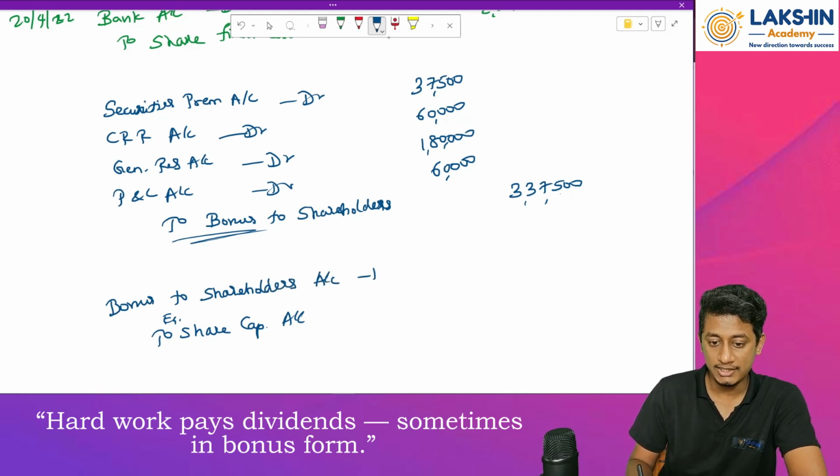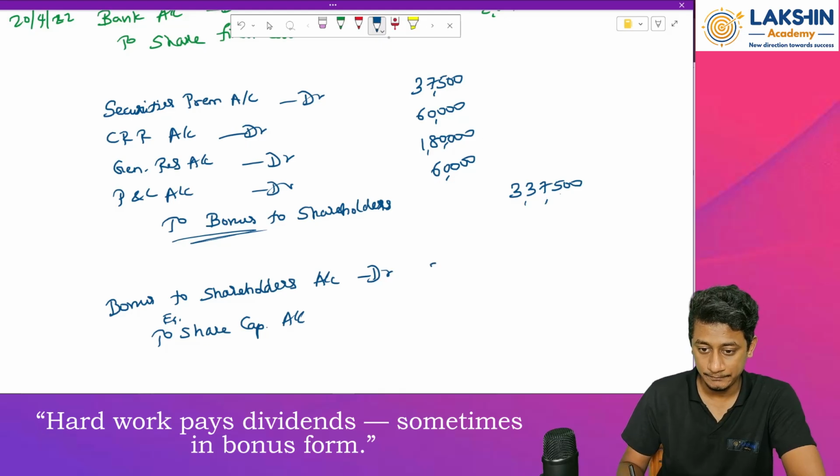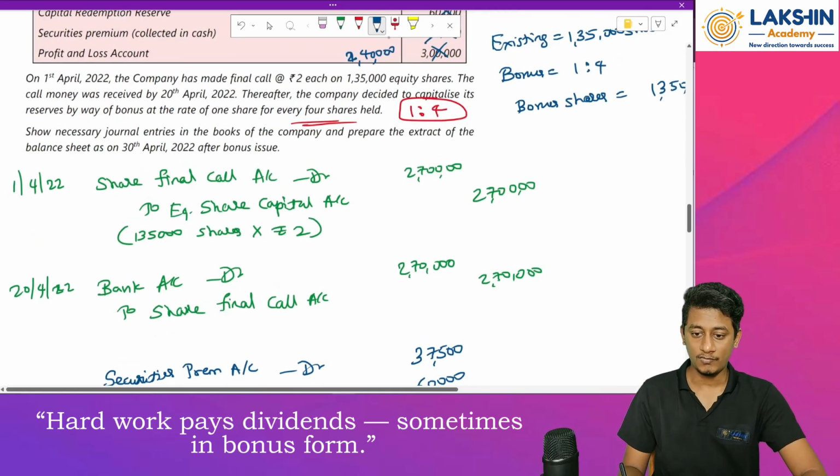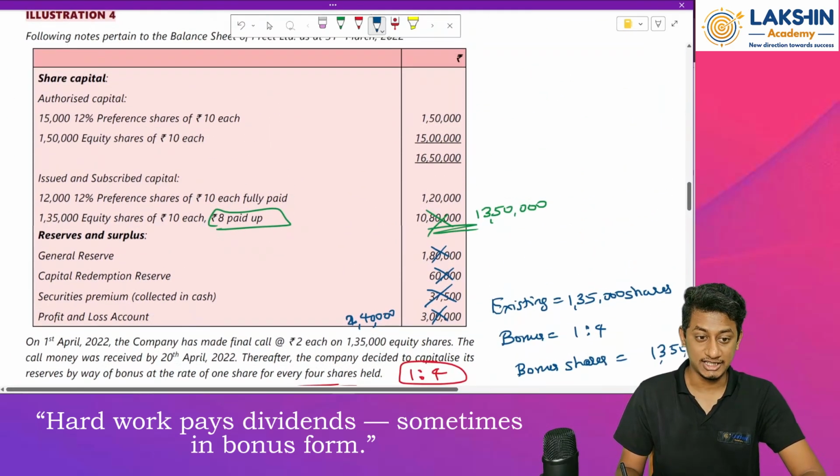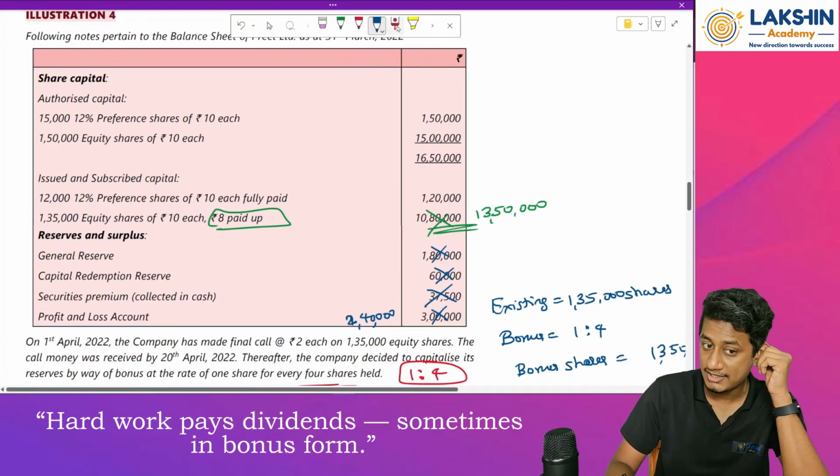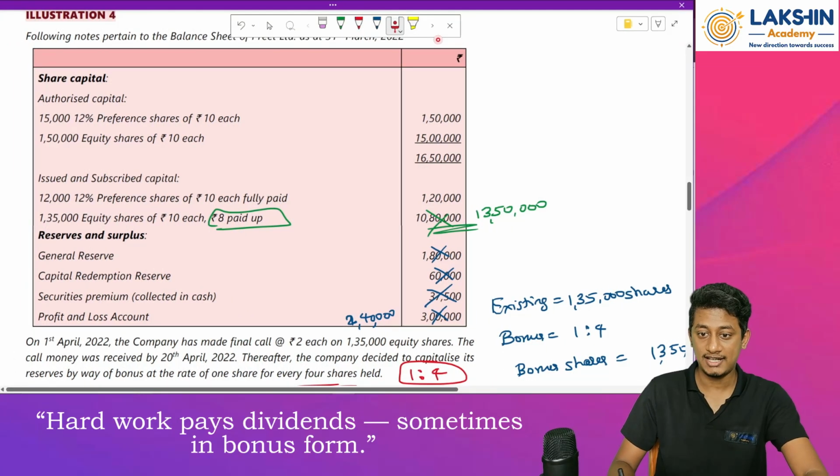See, please don't buy at the entries. Please understand the logic clearly, or else in examinations you will simply get confused. So we are done with this. So next step is to prepare what? Prepare the balance sheet extract. So the balance sheet extract will be in this way.